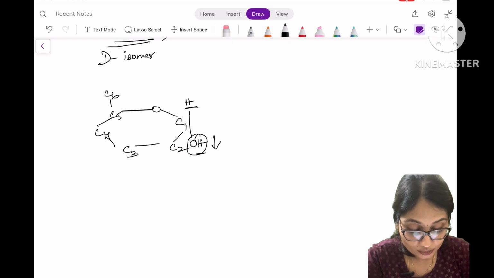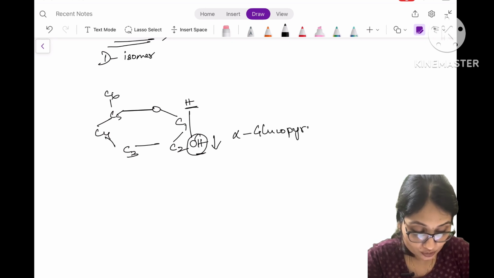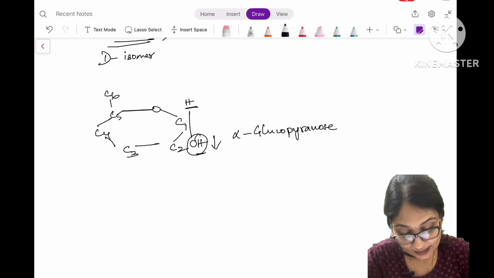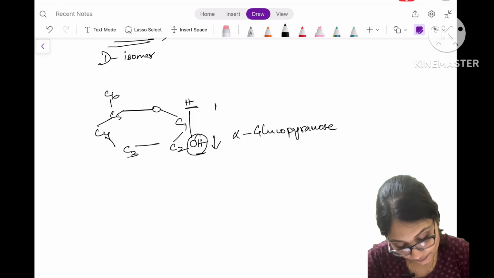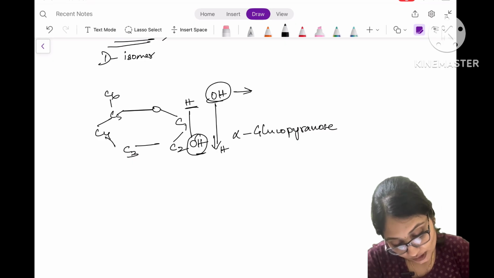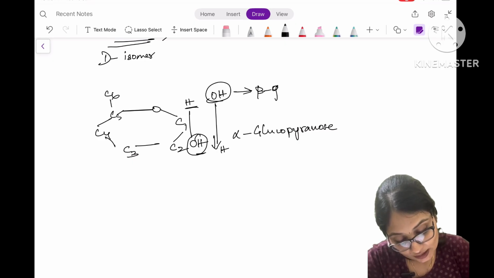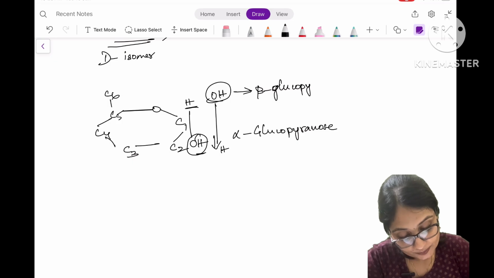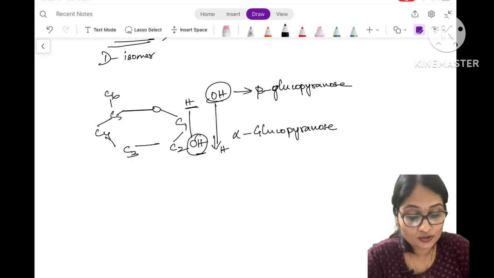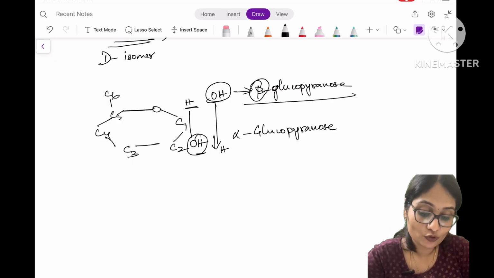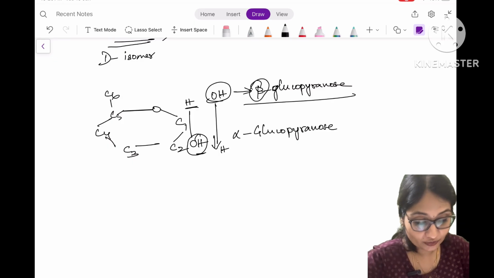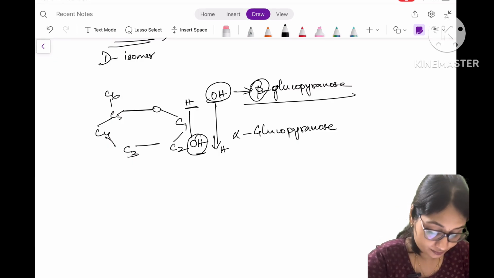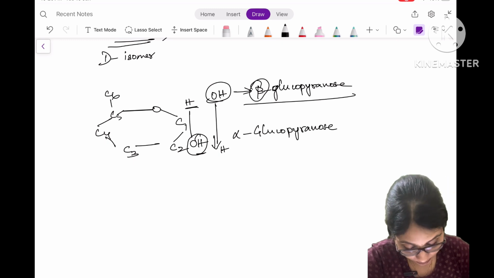If OH is down, it is called alpha glucopyranose. On the other hand, if it's on the other side, if OH was above and H was below, then it is called beta glucopyranose. This is something you should remember, and beta glucopyranose is the most commonly existing form. So just remember this concept here.